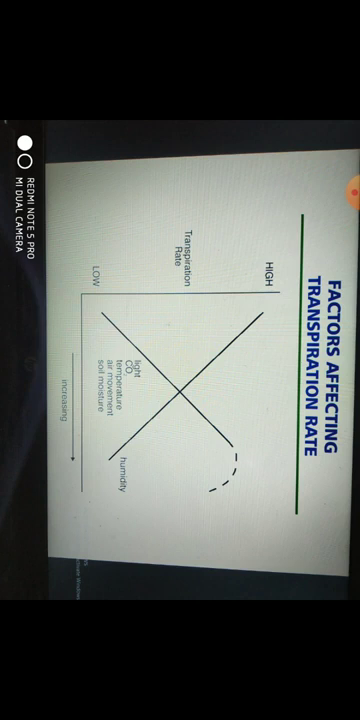Now there is one important point, that is humidity. If the humidity in the air is high, the transpiration rate would be low. So low humidity means a higher rate of transpiration.